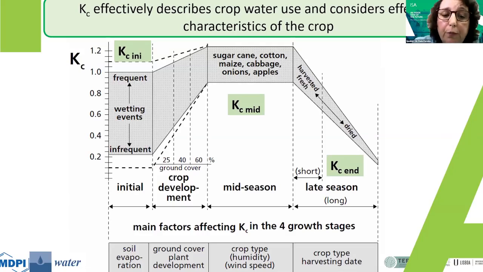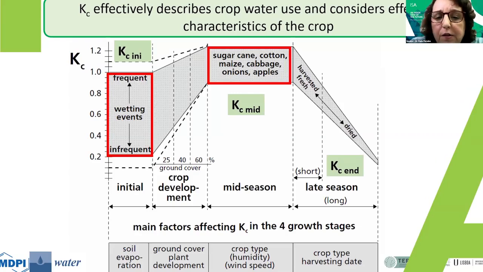During the initial period, soil evaporation, for most crops, will be the main component of the evapotranspiration. So it will be linked with the frequency of the wetting events. When the crop develops, during the mid-season, it will be linked with the crop type, so the characteristics of the crop, whether it's annual or perennial, will matter. And then during the late season, the management of the crops will be the most impactful relative to the values of the crop coefficients.